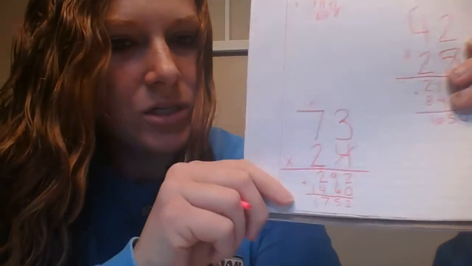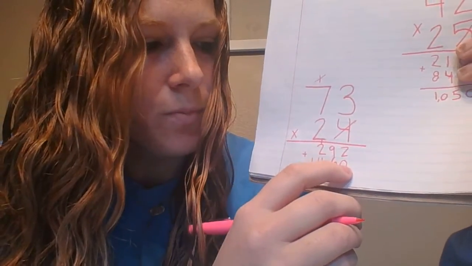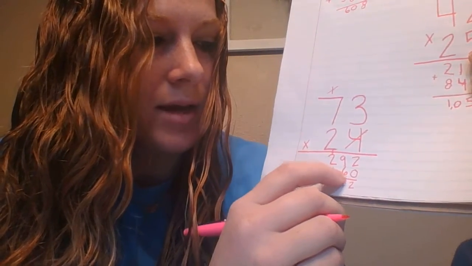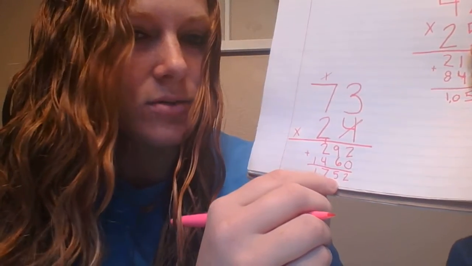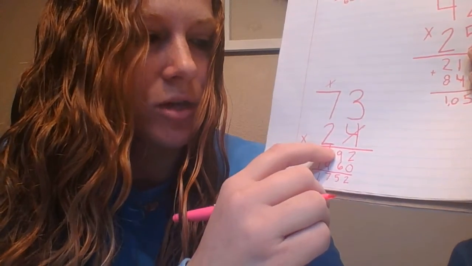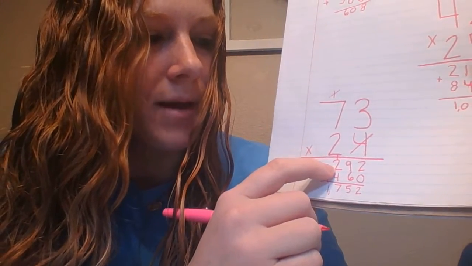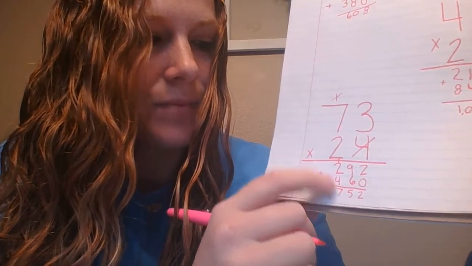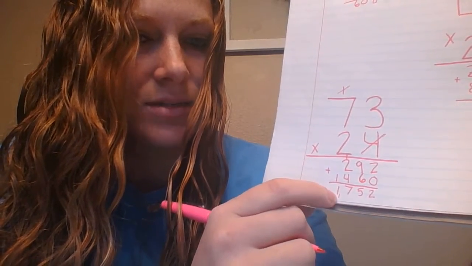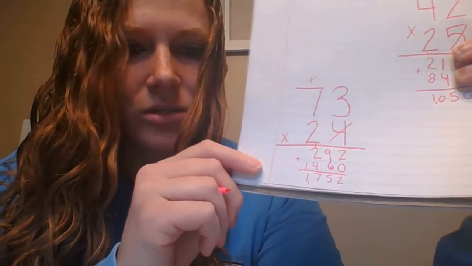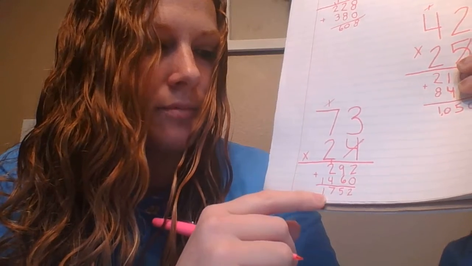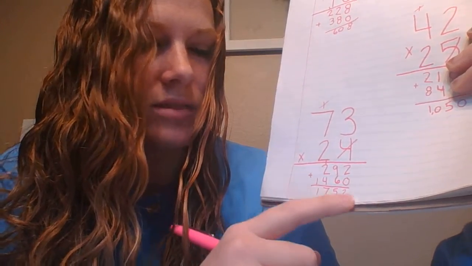So now I'll do it in Spanish. I have 2 más 0 is 2. 9 más 6 is 15. So escribe 5, escribe 1. 1 más 2 is 3. 3 más 4 is 7. And 0 más 1 is 1. So your final answer should be 1,752, or 1,752.